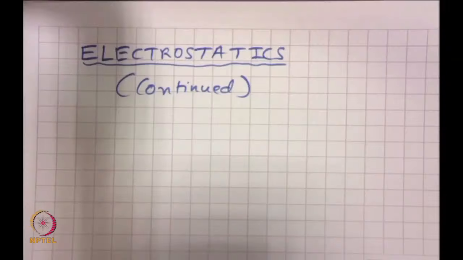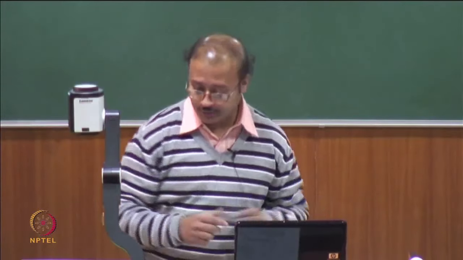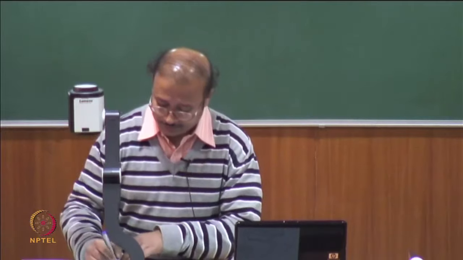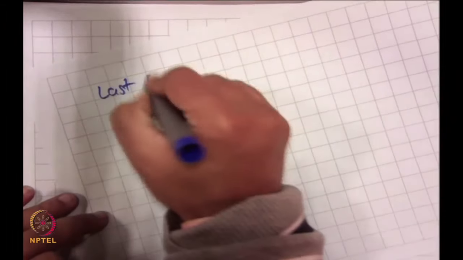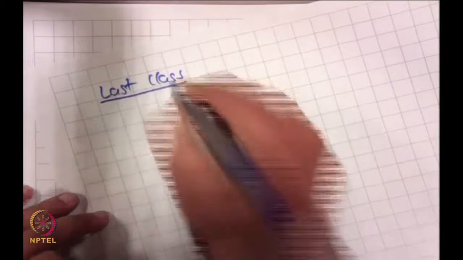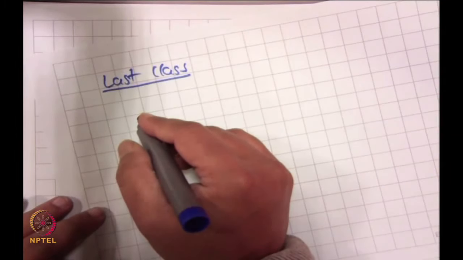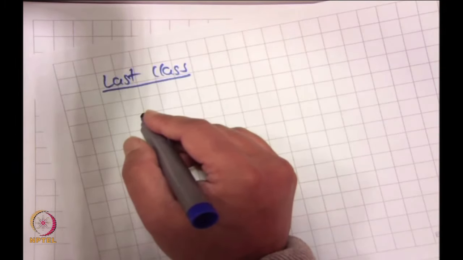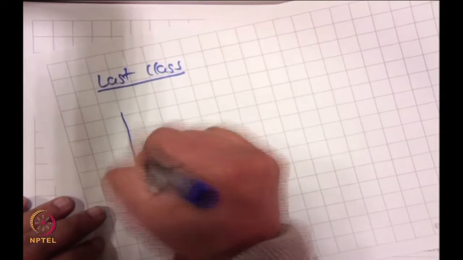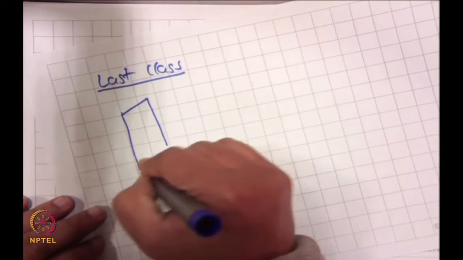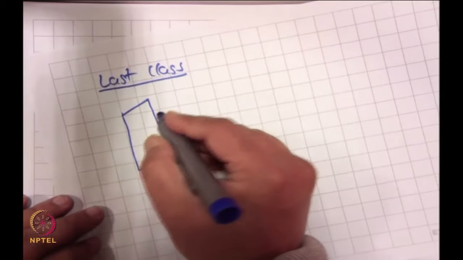So, the topic is electrostatics, that is what we are looking at, and that is what we will continue with. In the last class, we started with the Poisson-Boltzmann equation. We are looking in the plane of a certain charge, and if this is your plane, then you have a charge interaction.